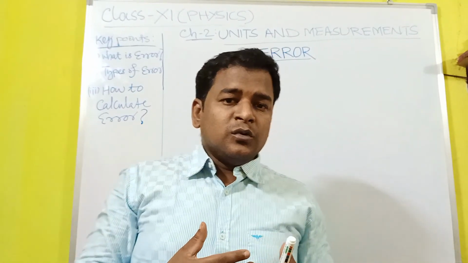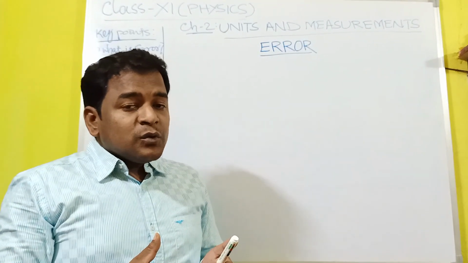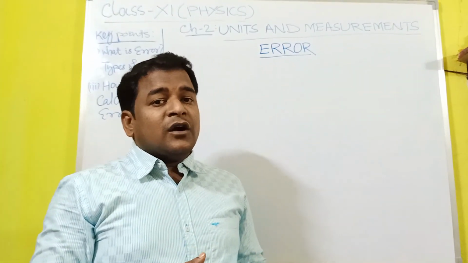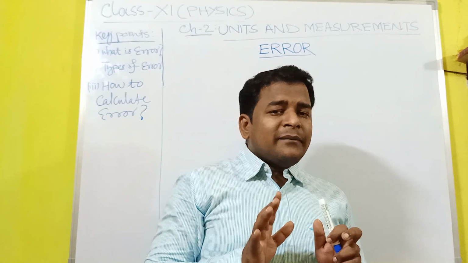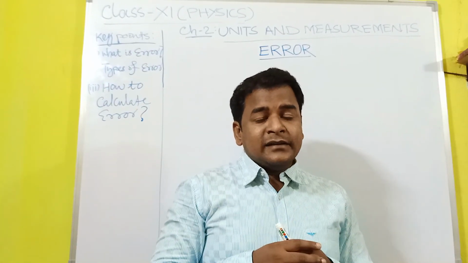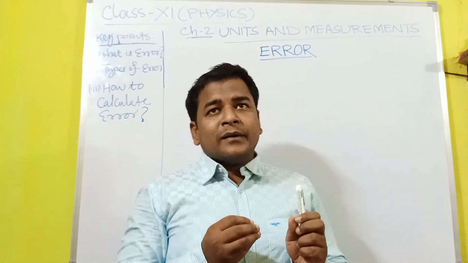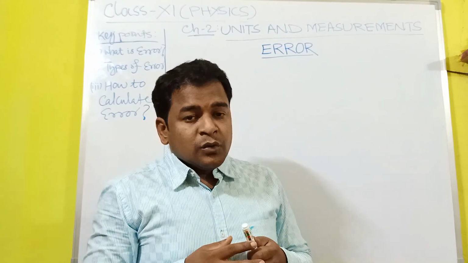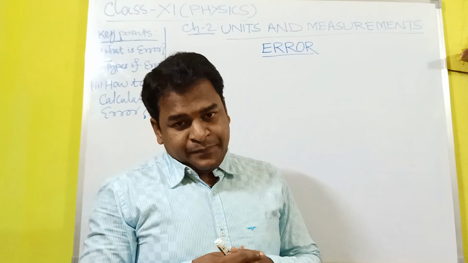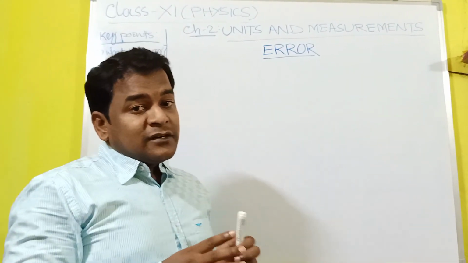Suppose we have to measure the refractive index of a glass slab. For that, we have to take some number of observations. We may take 20 or 10 observations. Suppose we have taken 10 observations. Now we will find that we are getting different values. Suppose we are getting 1.51, 1.52, 1.49, different readings. So those individual readings are the measured values.